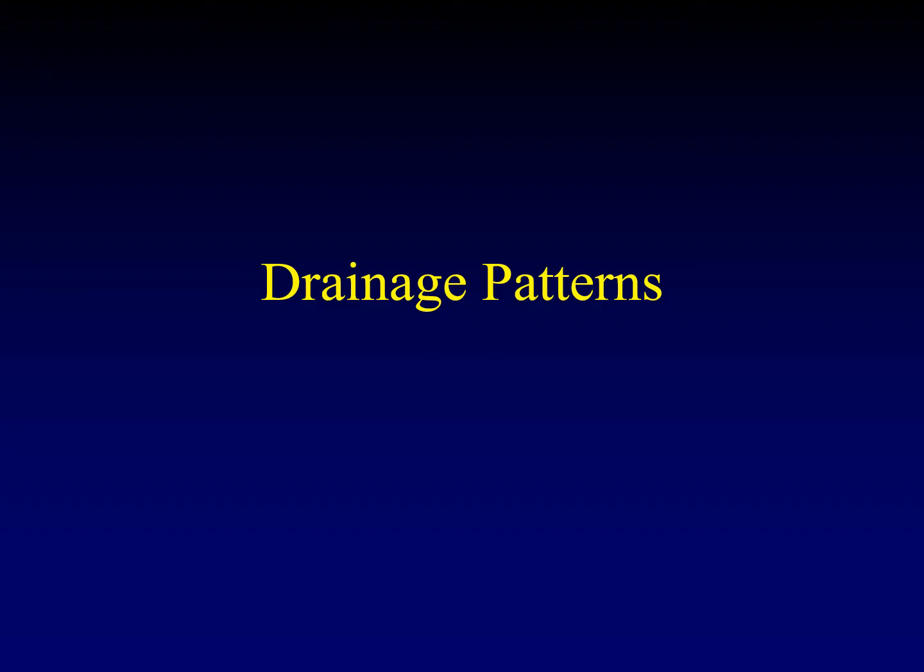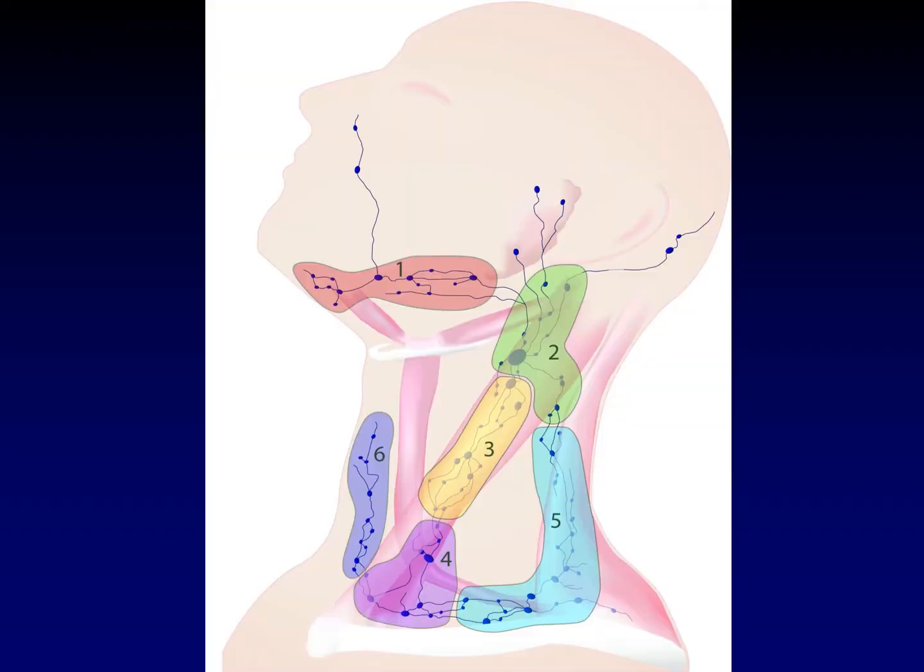Another important concept is that of drainage patterns. That is, once you find an abnormal lymph node, how do you work your way back and figure out where that primary tumor might have come from? This is the familiar diagram of the surgical levels in the neck, where level 1 is under the jaw, 2, 3, and 4 are most of the internal jugular chain, 5 is the posterior triangle, and 6 is the previsceral Delphian nodes. So a familiar diagram, I hope.